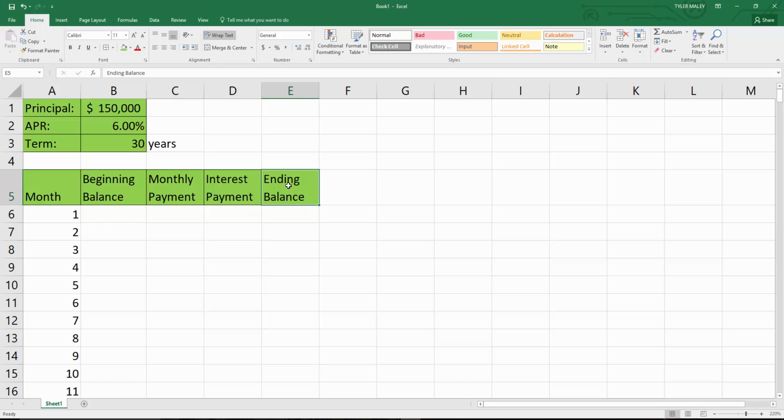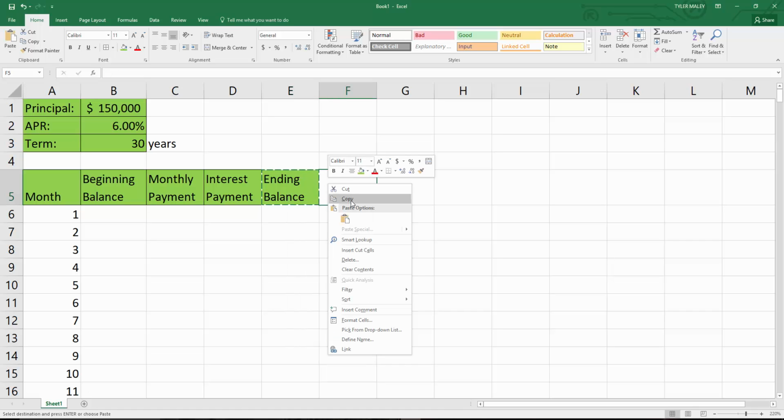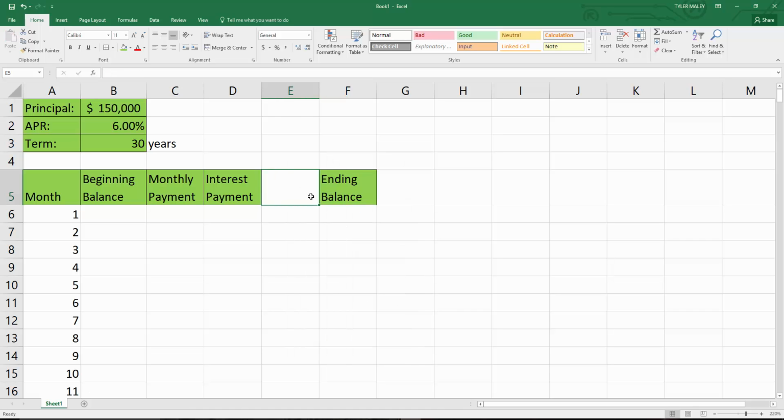I notice here I made an error. This should be in this column, and I forgot to type in principal payment right there. So fix that if you need to. I skipped over that when I was typing that in. All right, so first off, we need to type in.